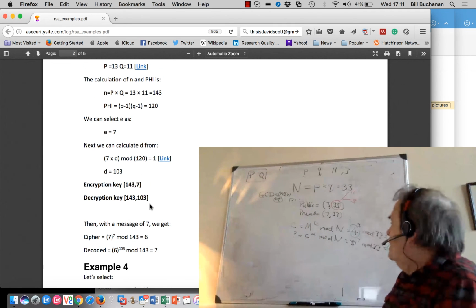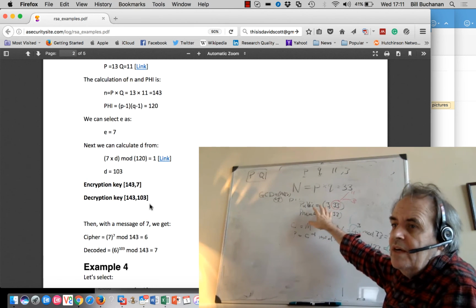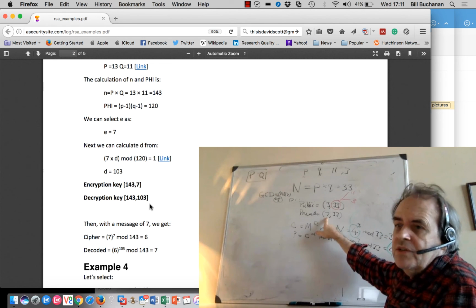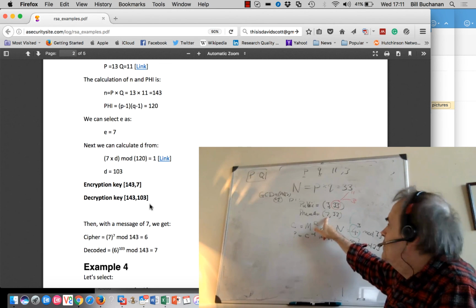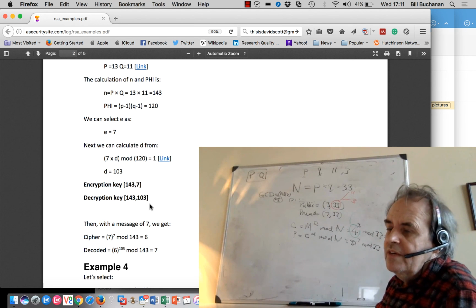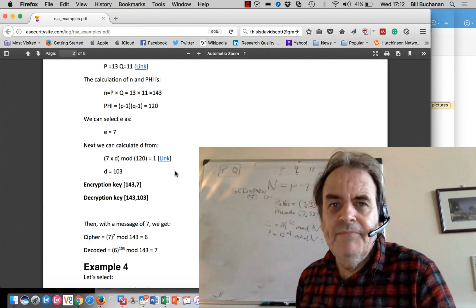The main thing to remember is the selection of E, so that it has no common factors with phi, and then the selection of the private key, which is to make sure that d times e mod phi gives us 1. Okay, thanks.